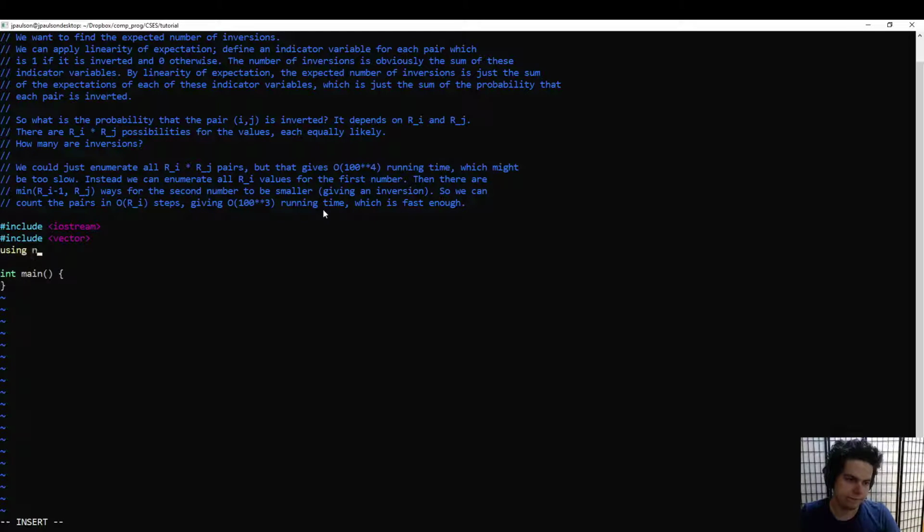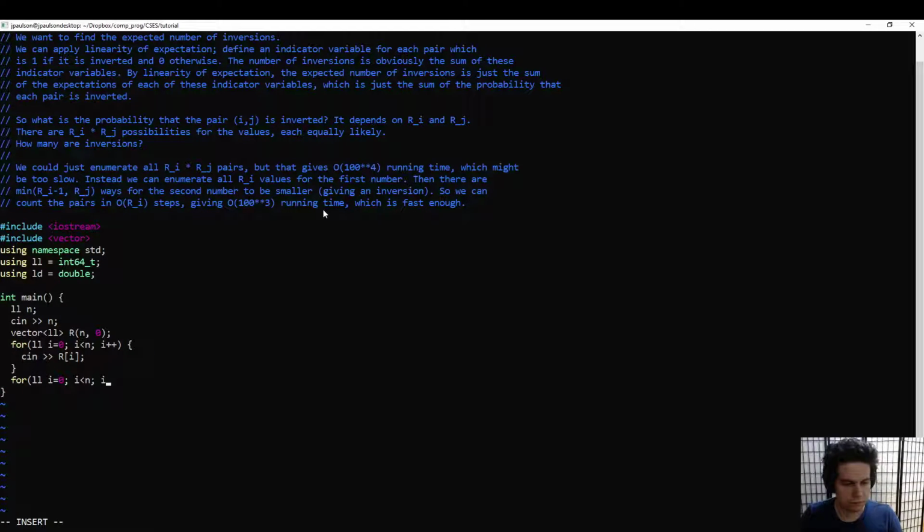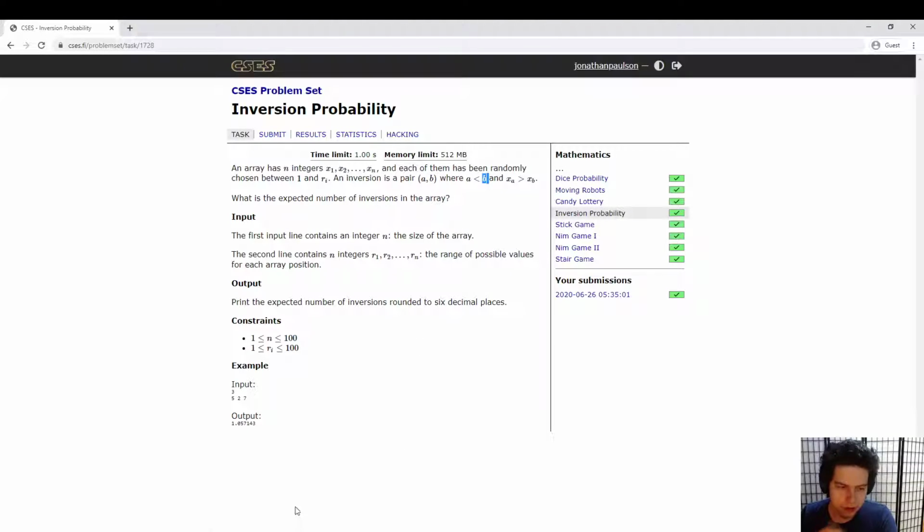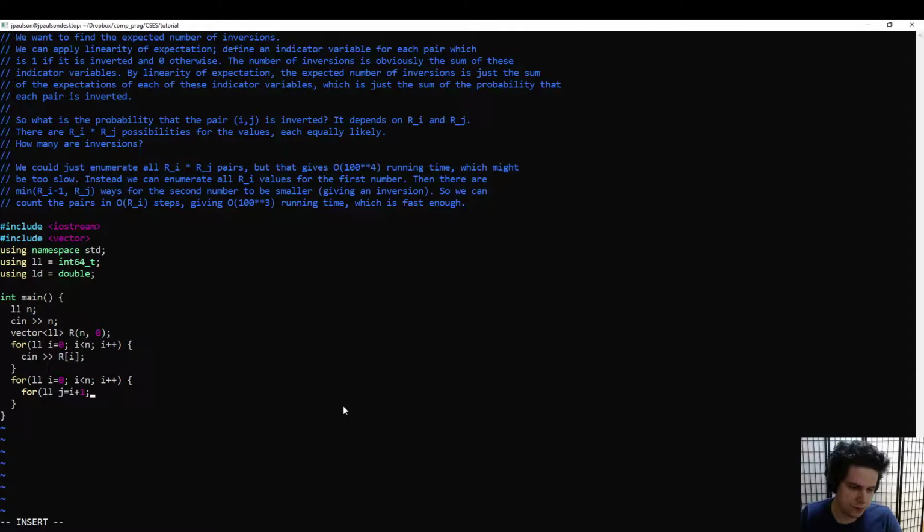Vector, as usual, we'll want doubles for probability. Okay, so the inversion j has to be bigger than i. So we'll start j at i plus 1. That's our answer. So we want to find out the number of inversions.